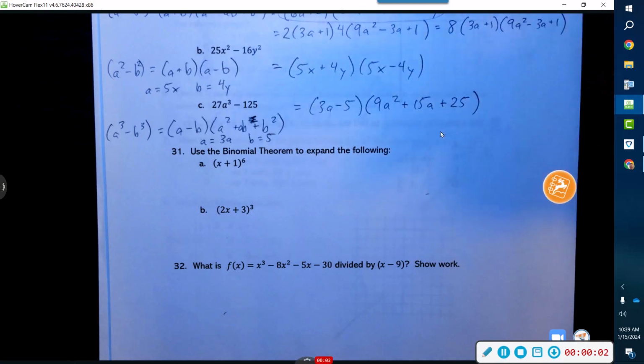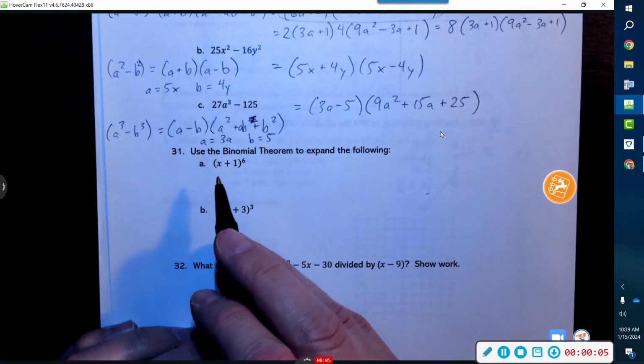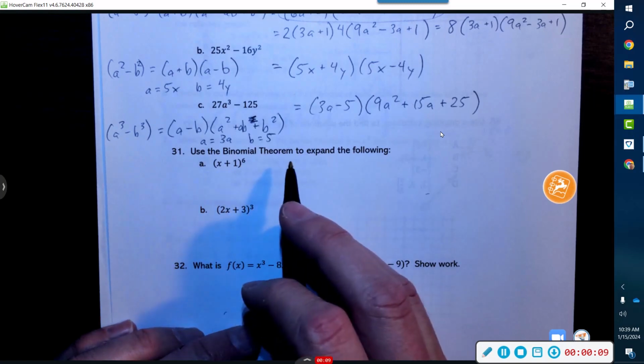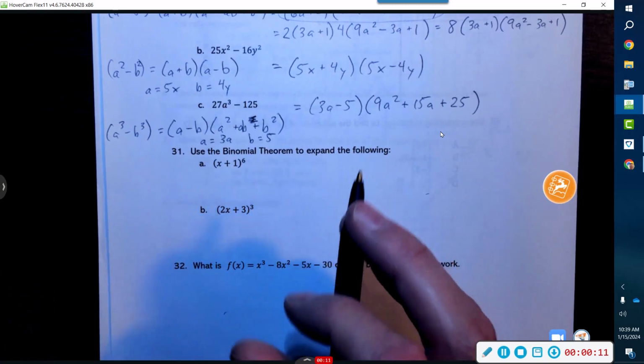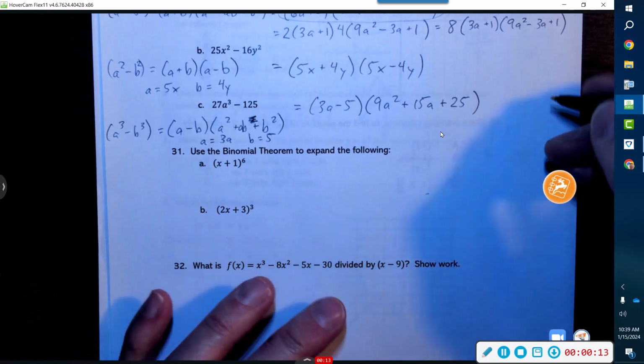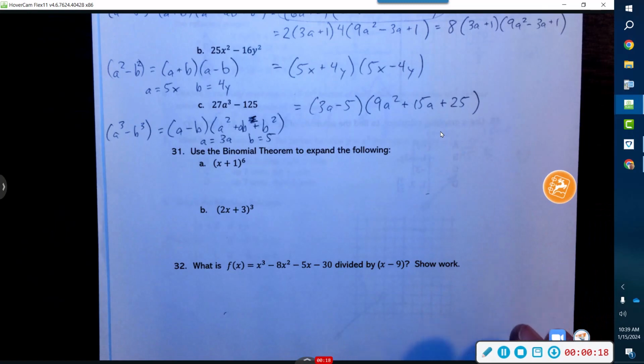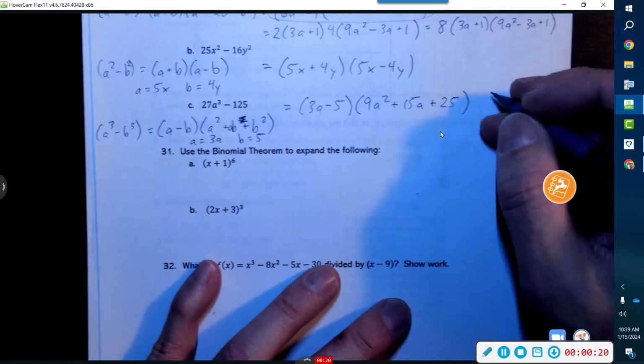Binomial theorem. Okay, so expansion. We definitely don't want to do x plus 1 multiplied by itself and FOIL that 6 times, well, a total of 5 times. No way. So what we need is the triangle. Okay, so let's get the triangle out here, and I'm going to do this in pencil, actually.